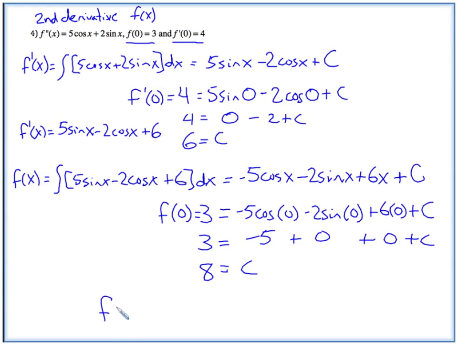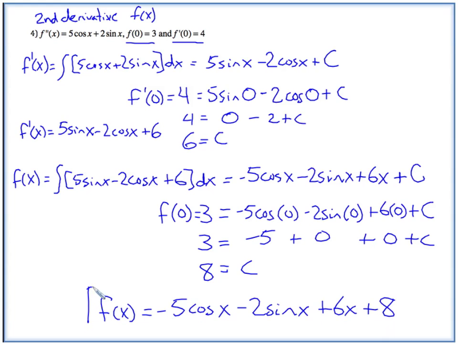And so our original equation, f of x, will equal negative 5 cosine x minus 2 sine x plus 6x, and then plus c, which is 8. And here is our original function. So again, when you're given the second derivative here, what they're going to do is give you initial conditions for both the derivative and the original function. And so you just have to run the process twice through to get back to the original function.